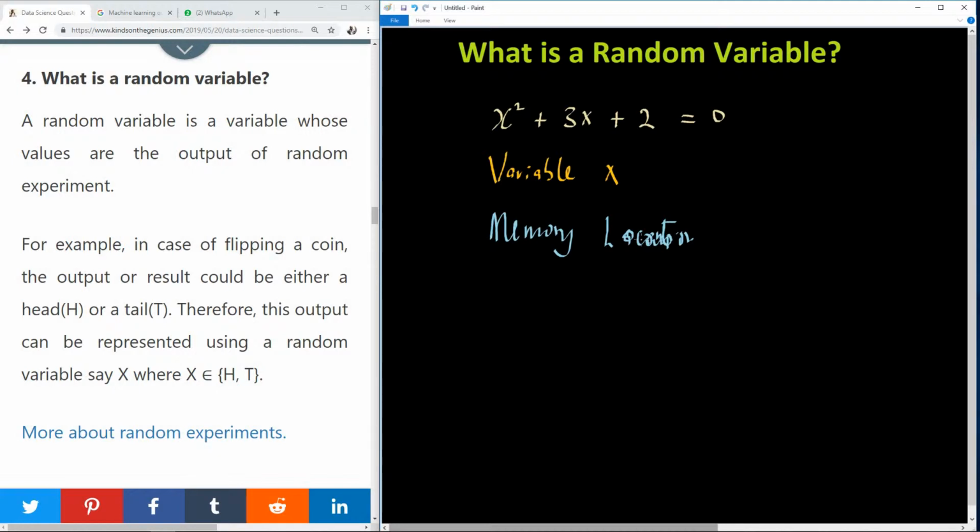But the most random kind of random experiment we can talk about is, let's say, flipping a coin. You can flip a coin 100 times as an experiment. Just flip it, record it, flip it, record it. It's head or tail. This kind of experiment is called a random experiment. So the output or result could be either a head or a tail. Therefore, these outputs can be represented using a random variable x. And x could be either a head or a tail. So in representing a random variable in data science, we say, if x is a random variable, then x could be either a head or a tail.